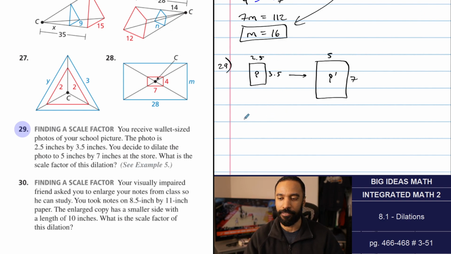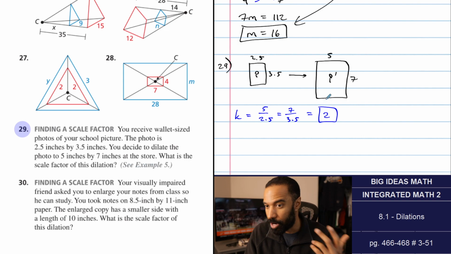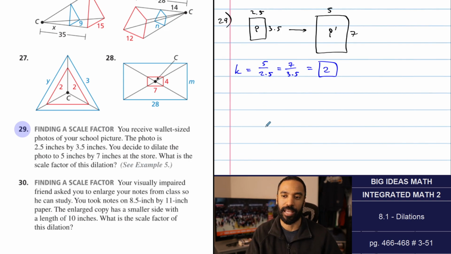That whatever 5 divided by 2.5 is, 7 divided by 3.5 better be the same thing. And it is. This is all 2. The scale factor is 2. That's the enlargement, and it is an enlargement. That's what number 29 is.